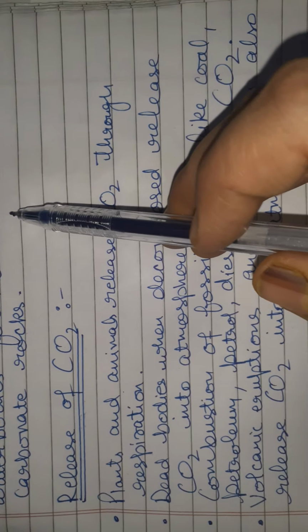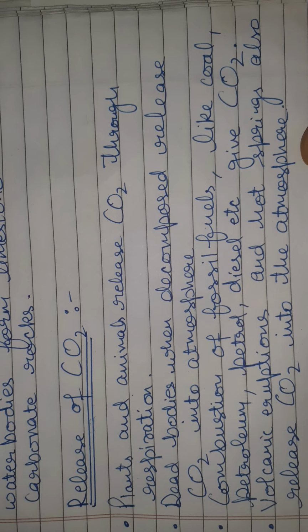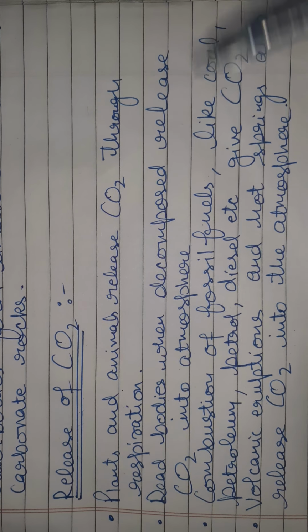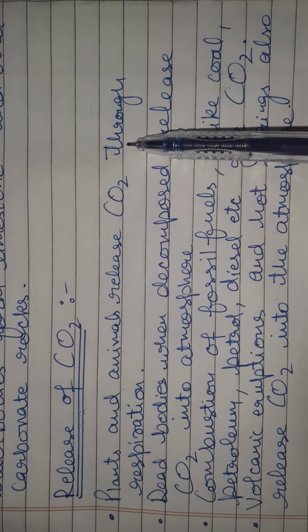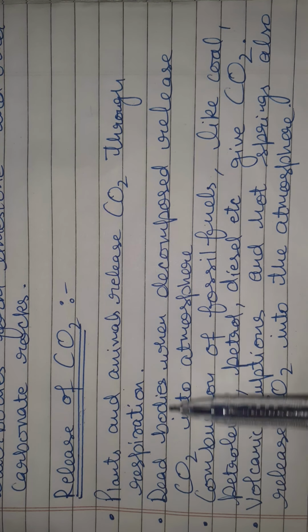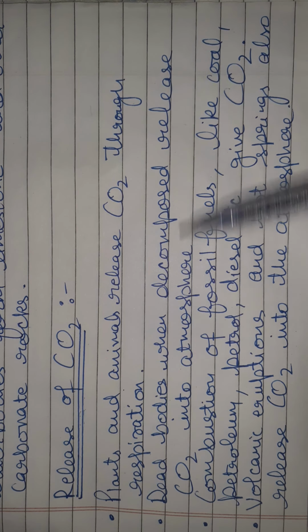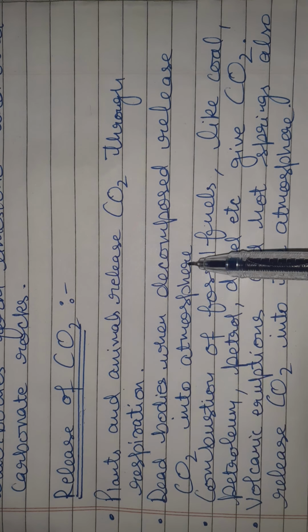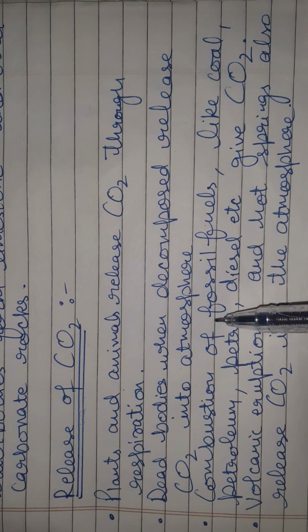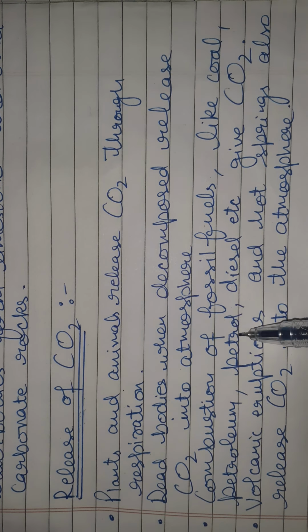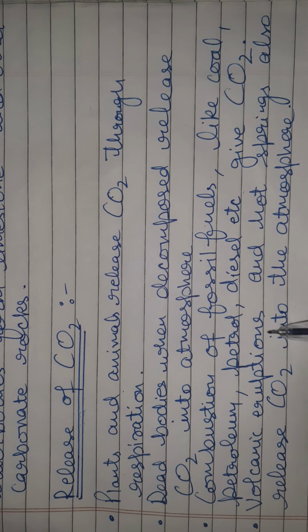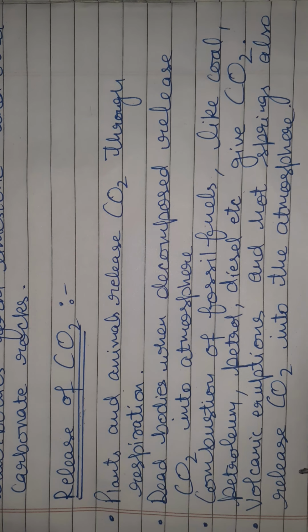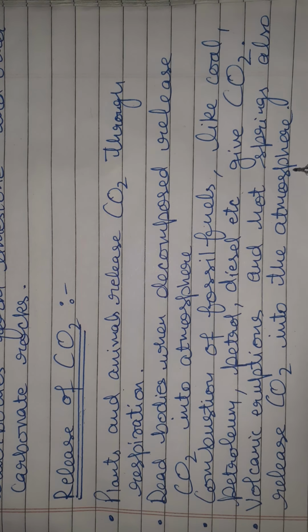Now, next is release of carbon dioxide. That means how this carbon dioxide is released into the atmosphere. Plants and animals release carbon dioxide through respiration. Dead bodies, when decomposed, release carbon dioxide into the atmosphere. Combustion of fossil fuels like coal, petroleum, petrol, diesel, etc. gives carbon dioxide. Volcanic eruptions and hot springs also release carbon dioxide in the atmosphere.